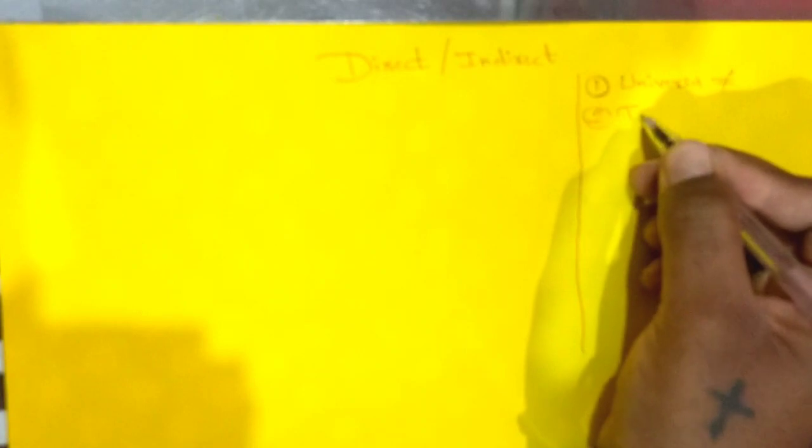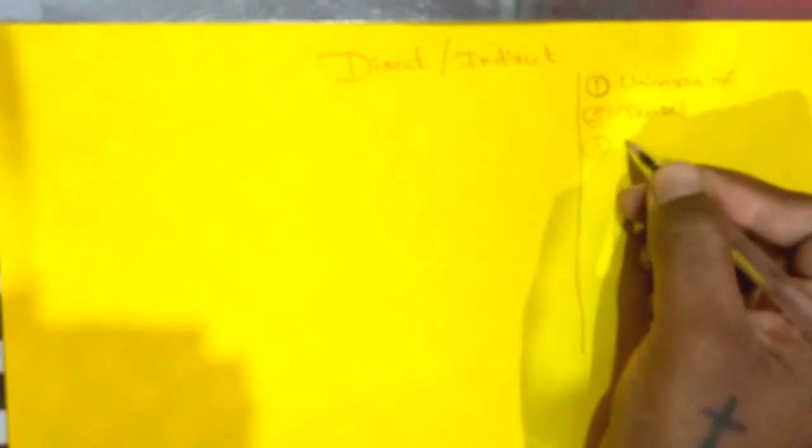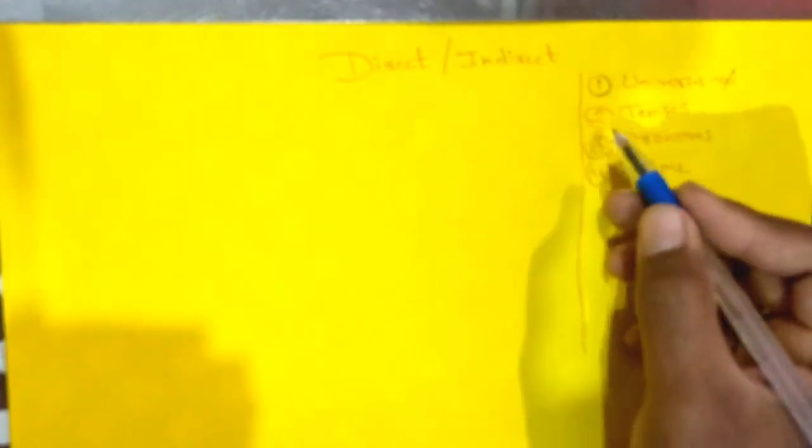So the first rule is that whenever there is a universal fact, there is no change. And the second rule, there is change in the tenses. And third, obviously there will be changes in the pronouns, as well as there will be changes in the time. So these 4 points you need to keep in mind, and let us try to understand this.